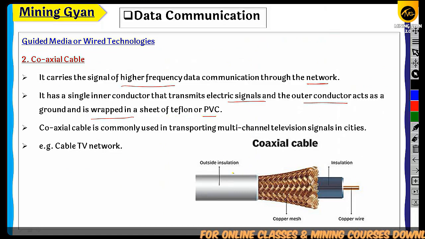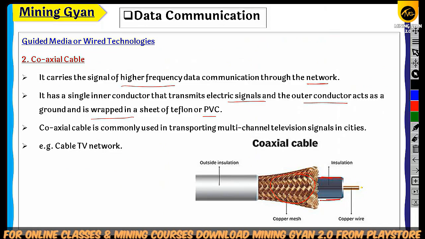So you can see that this is the copper mesh. And the inner insulation, this is the inner insulation. The last or inner part is the copper wire, and the outer is the insulation, which also acts as the ground. And for this outer layer, a sheet of Teflon or PVC is used.